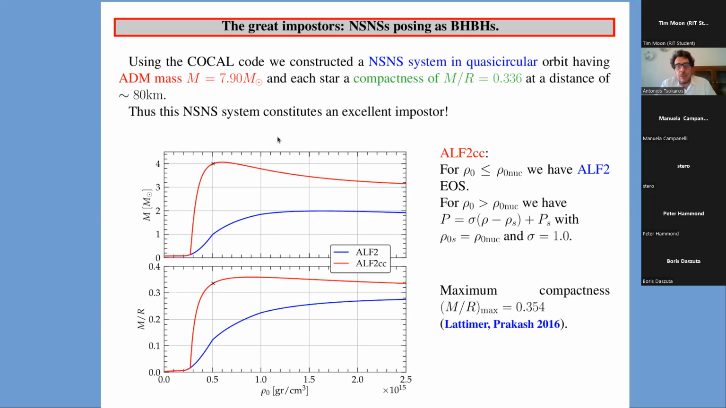So using our initial data solver, we constructed a binary neutron star with an ADM mass of 7.9 solar masses, where each neutron star has a compactness of 0.34, essentially at a distance of 80 kilometers. So this compactness is almost maximal, and therefore this system is as close to a black hole mimicker as one can imagine.